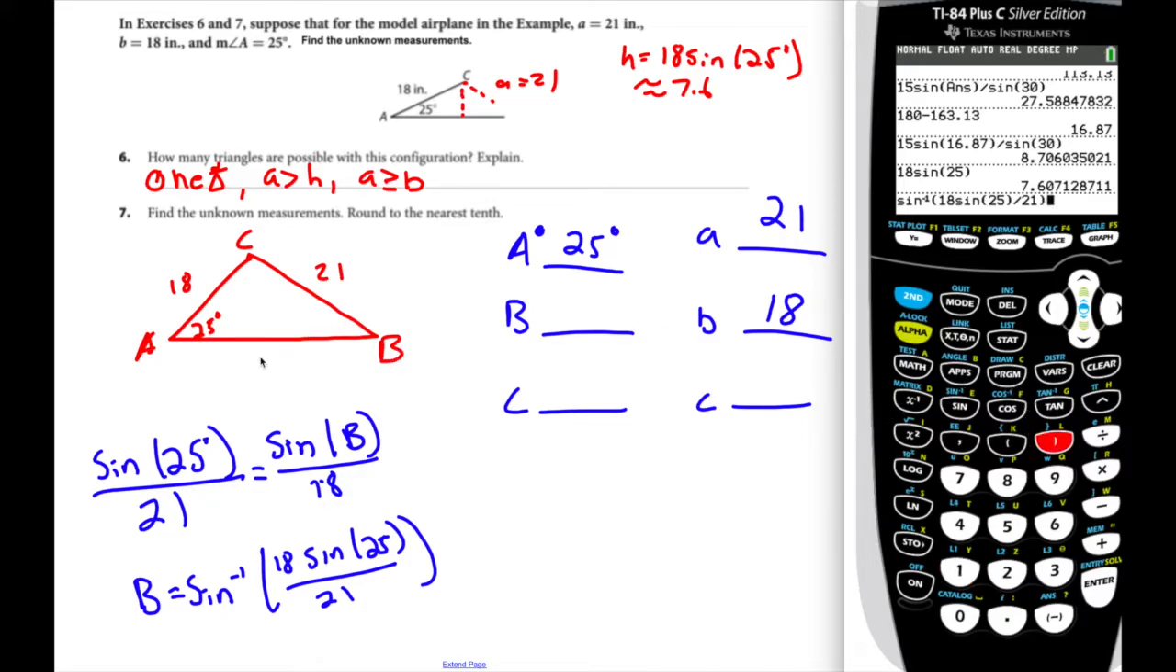Opposite, hypotenuse. Okay, let's see what we get. 21.23. Now, I wonder what happens if we try to do the complement. 180 minus answer. Let's see if I take that answer, and I now take the sine of this answer. I'm interested to know what happens.